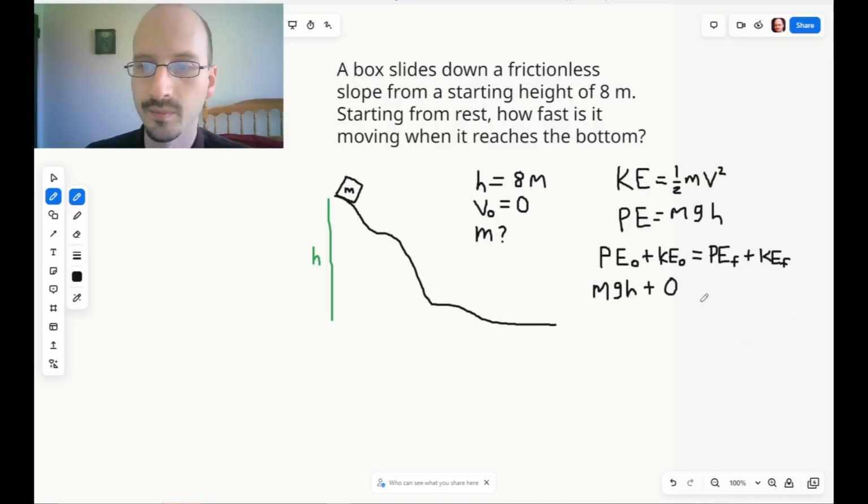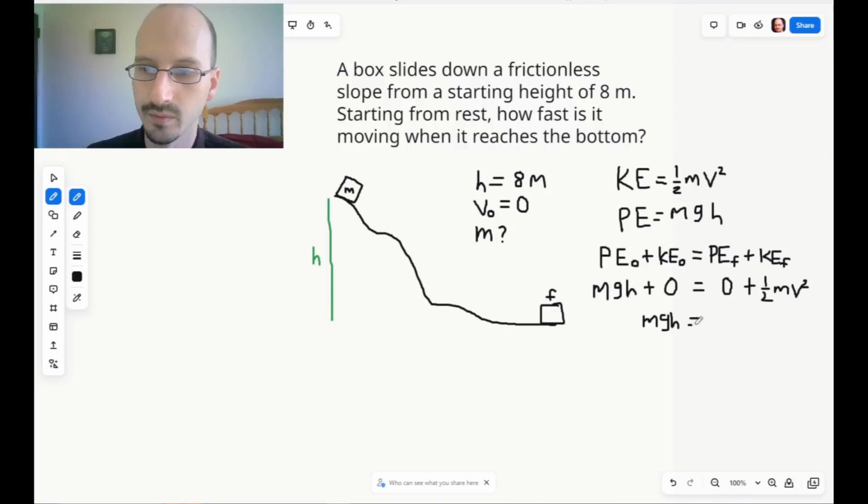mgh plus 0 is equal to, then its potential energy final, that's when it's down here, final, and well, it's at the bottom of the slope. So the height is going to be 0. So mass times g times 0 is 0. Plus its final kinetic energy. And again, we don't know what the mass is, but we just write in the expression. 1/2 mass times velocity squared. All right, so we can simplify this.